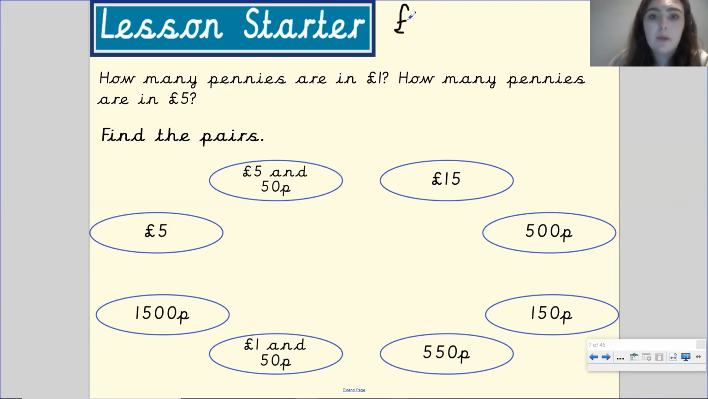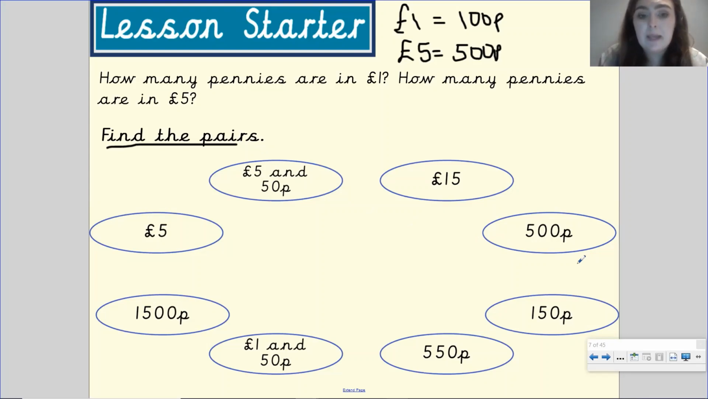Okay, so in £1 we have 100 pennies. Well done if you got that correct. So therefore, in £5 we are going to have 500 pennies. Okay, so using this knowledge that you have up here, I want you now to find the pairs. So on your mini whiteboard, have a go at putting the pairs next to one another. So you're going to be looking to match up pennies and pounds. So pause the video to have a go at finding the pairs.